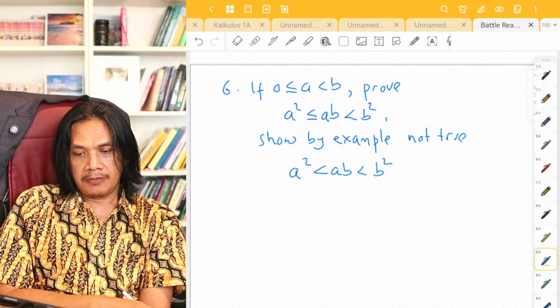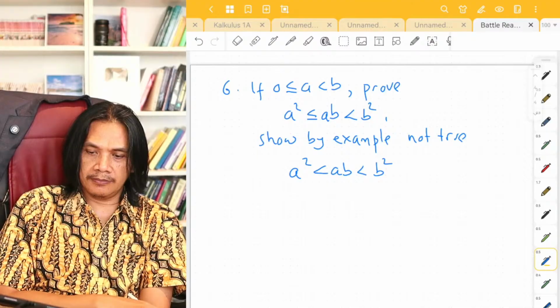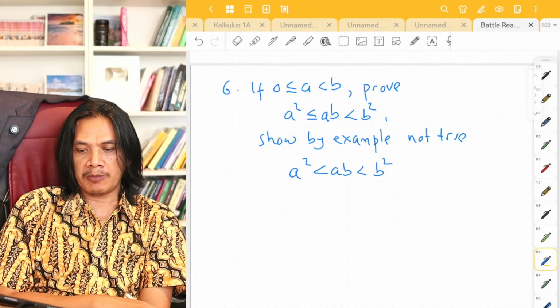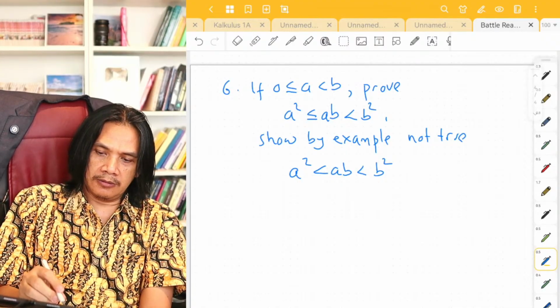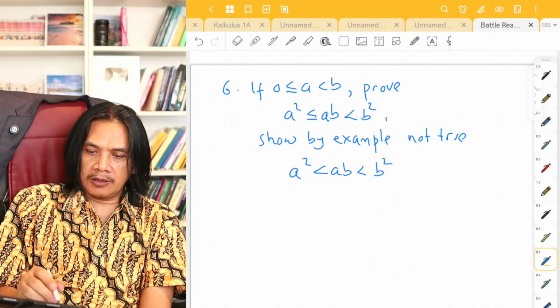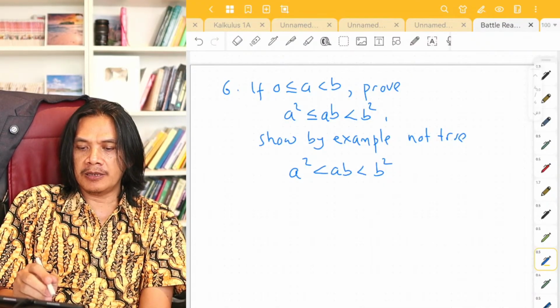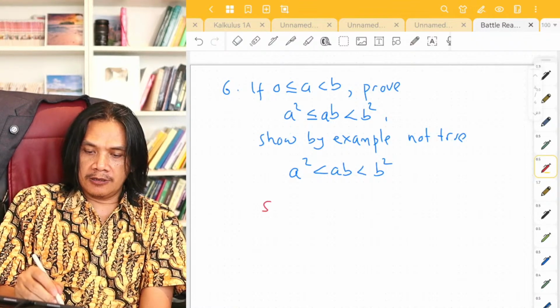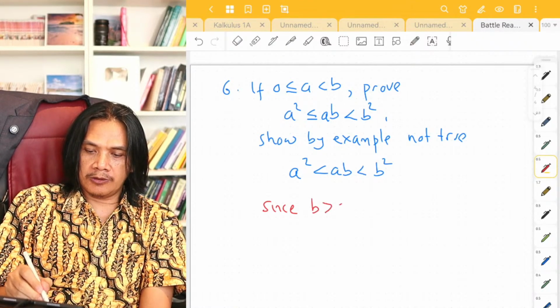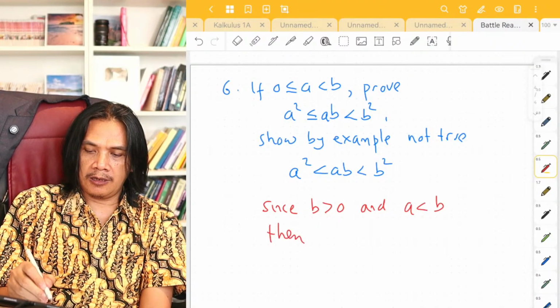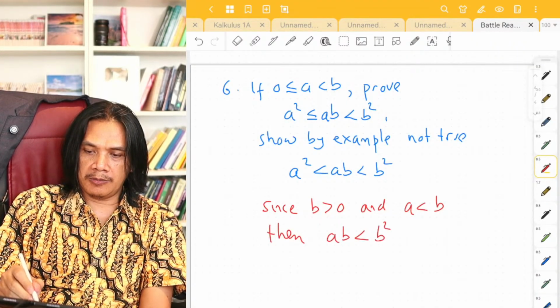Because A and B are both positive, you can multiply A less than B by A, or by B. But we need to be careful if we multiply by A, because A is not necessarily positive. If we multiply by B, that's okay. Since B is positive and A is less than B, AB is less than B squared.